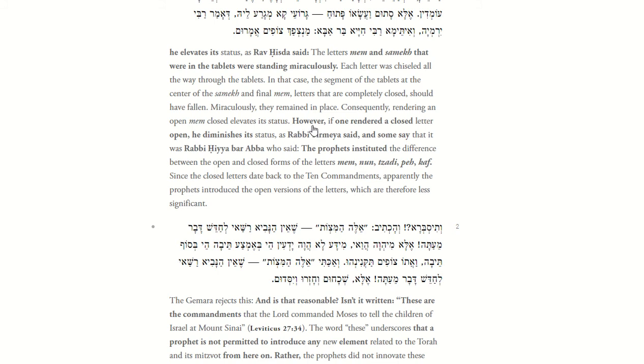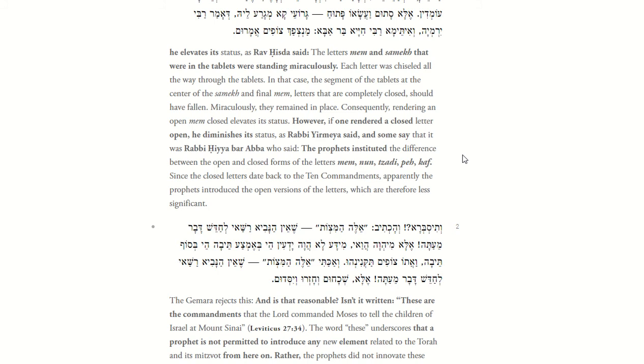Back to Talmud. However, if one rendered a closed letter open, he diminishes its status. So if you were to end a word with an open mem, you've done something wrong. As Rabbi Yirmiyah said, and some say that it was Rabbi Chiya bar Abba who said, the prophets instituted the difference between the open and closed forms of the mem, nun, tzadi, pei, kaf. Since the closed letters date back to the Ten Commandments, apparently the prophets introduced the open versions of the letters, which are therefore less significant.